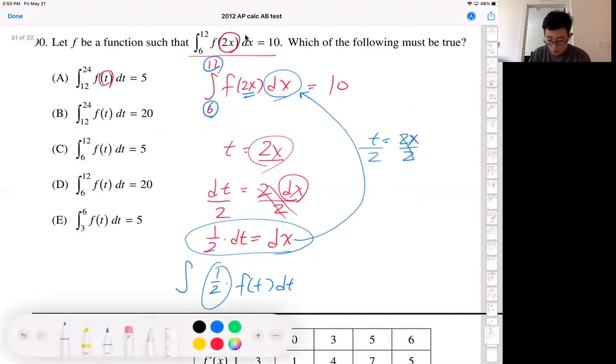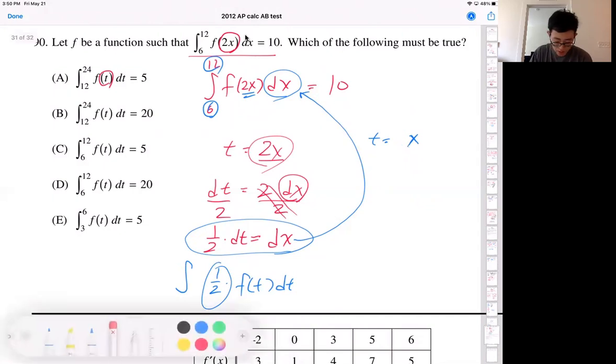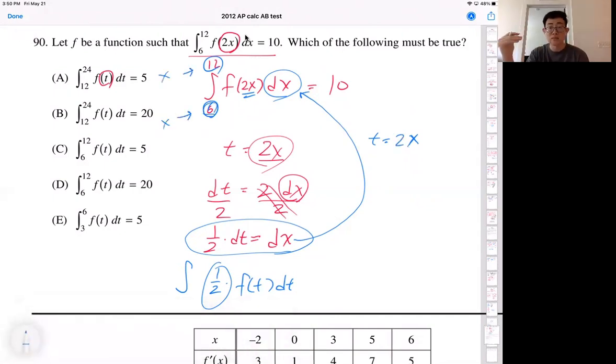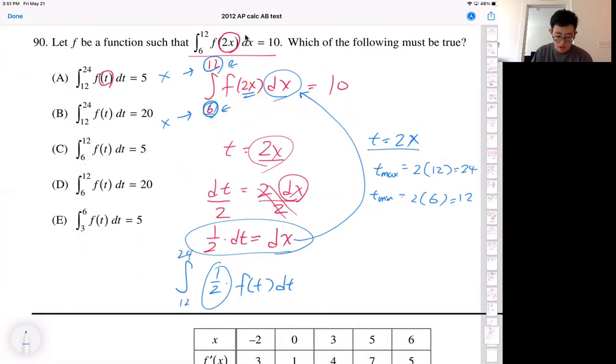Or actually better yet, we don't really have to do this. You can just plug in x as already given to us as 6 and 12, your max and min values, into the t value, which is 2x, and get the low and high values for t. So t max is 2 times the highest possible value for x. t min is 2 times the lowest possible value for x, which is 6 and 12 plugged in respectively. 24 and 12 are the values in which you're going to place right there, which means I eliminate all the other choices that are not going to give me that solution.